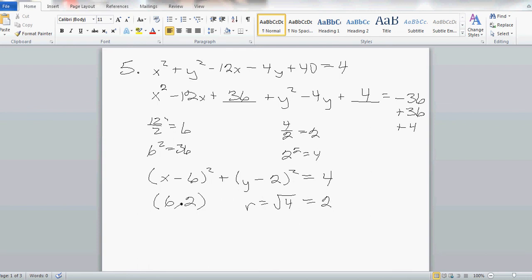Now, if we were asked to graph this, it would not be terribly difficult to do so. We would just find our center here, and then go 2 above it, 2 below it, 2 to the right, and 2 to the left.